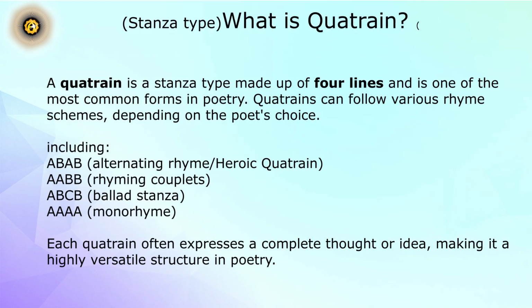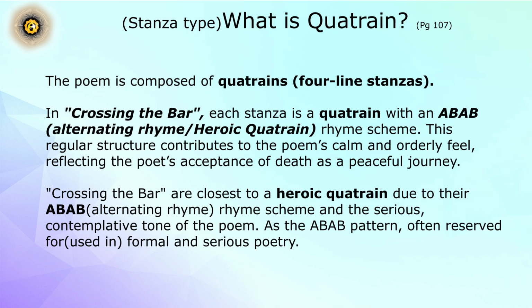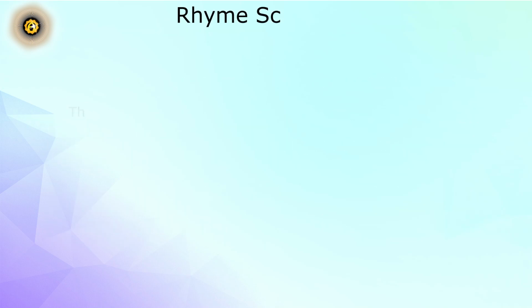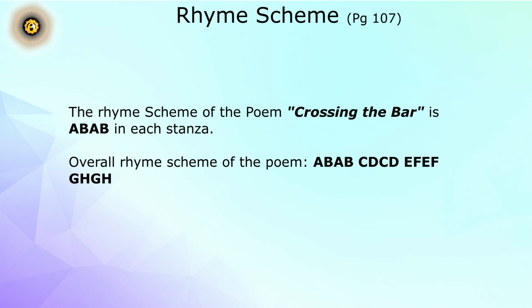Stanza type. What is a quatrain? The poem Crossing the Bar is a quatrain, a 4-line stanza. Rhyme scheme of the poem.